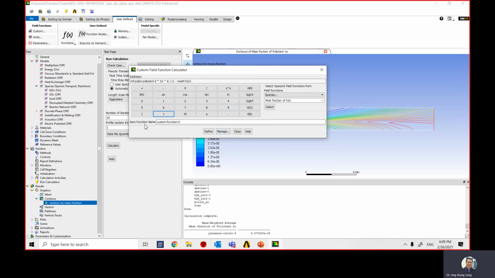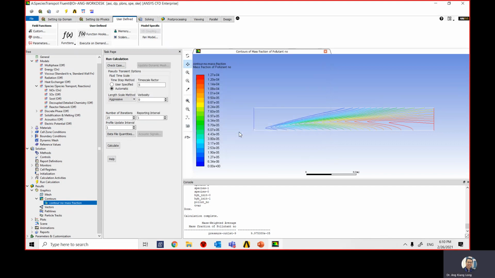Then for the new function here, we will name it number of ppm. This will let us reuse this formula again and again. So we save this formula as number of ppm. All right. Then we click Define. Then we click Close.